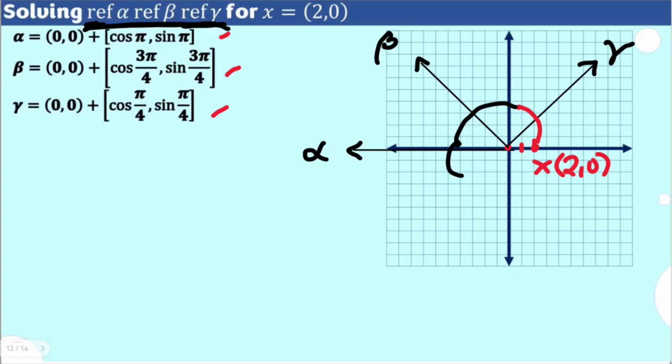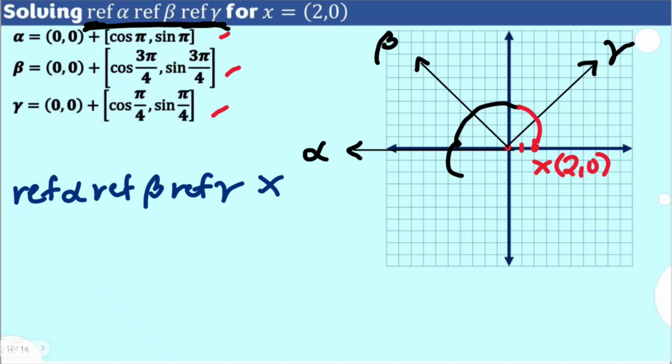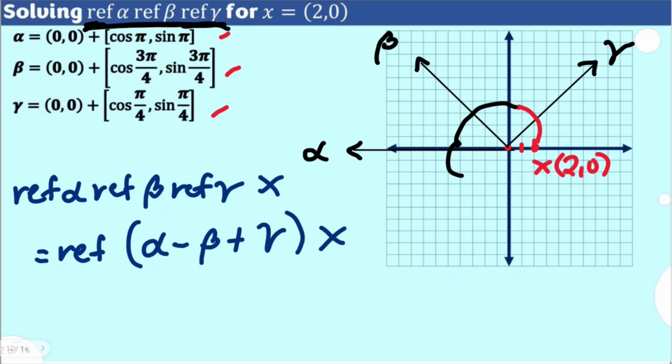Now we can use here the triple reflection, which is more or less a rotation. You may use the idea of the reflection of a point at an angle. We have 3 different angles here, or you can use the identity that we have proven already in the previous video. We have the reflection of your alpha, beta, and gamma. The reflection for your x is equal to the reflection for your alpha minus beta plus your gamma for your x, in that specific order.